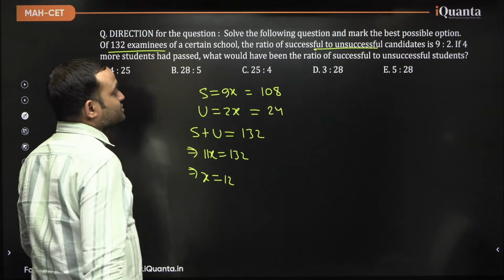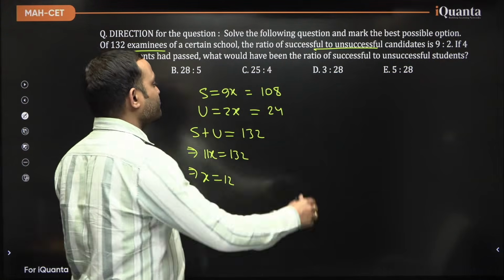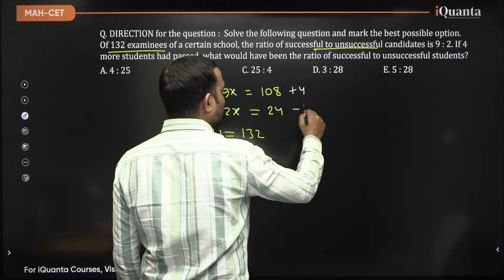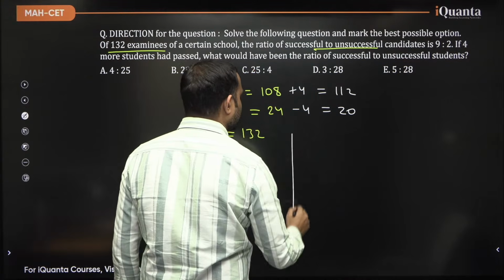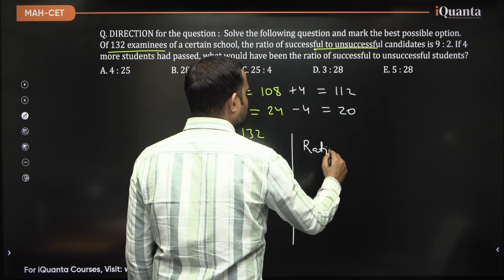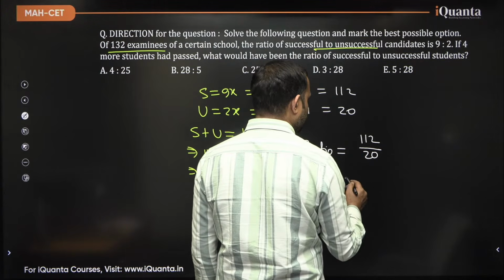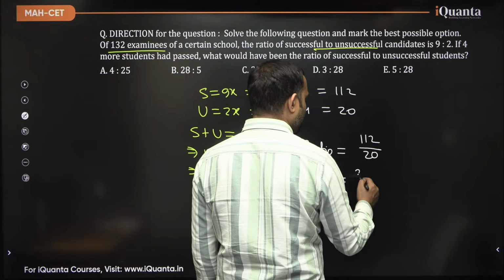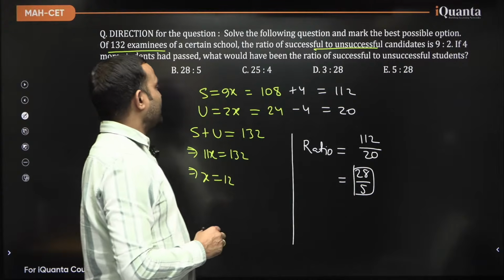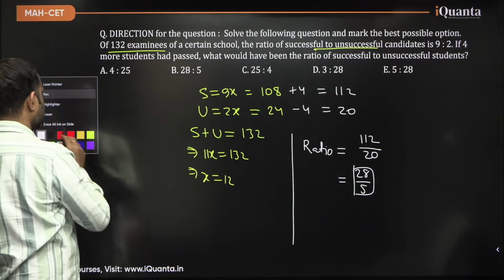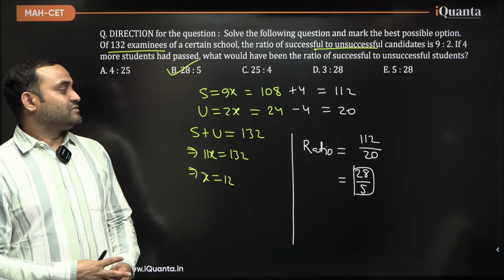Now it says, if 4 more students had passed, 4 more students, if I add 4 here, we will have to subtract here, this will become 112 and this will become 20. So what will be the ratio of successful to unsuccessful? Now it's 112 to 20. So 28 into 4, 5 into 4 is 20. So 28:5 is the answer, which is option B. That will be the answer of this question.